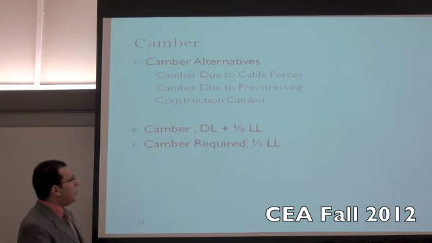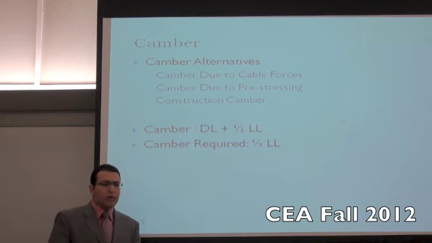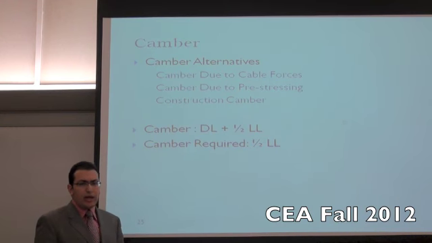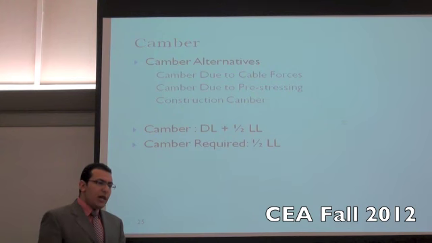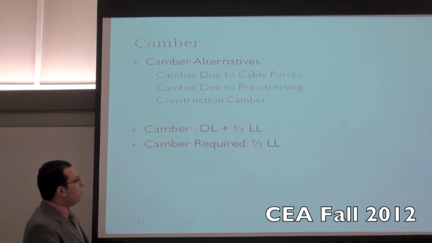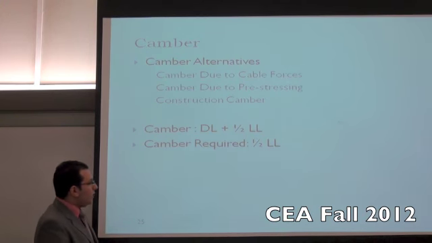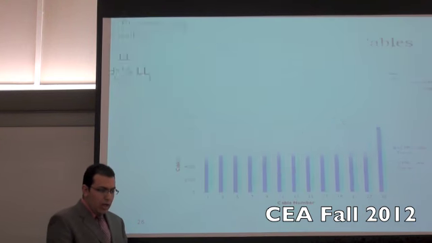But usually the camber required is to account for the deflection due to the dead load and half of the live load. However, in our case, because we almost eliminated the dead load deflection by tightening the cables, we are required to make the camber to account for only half of the live load.